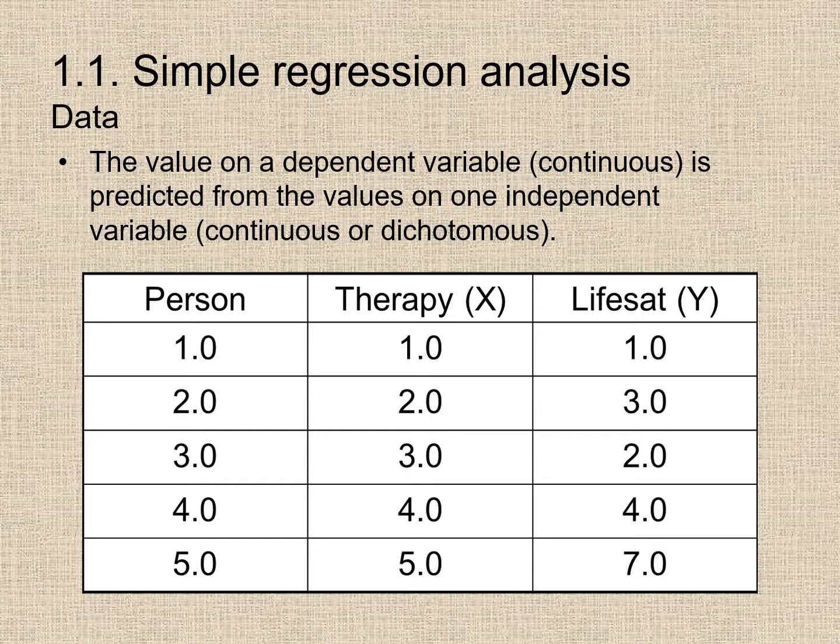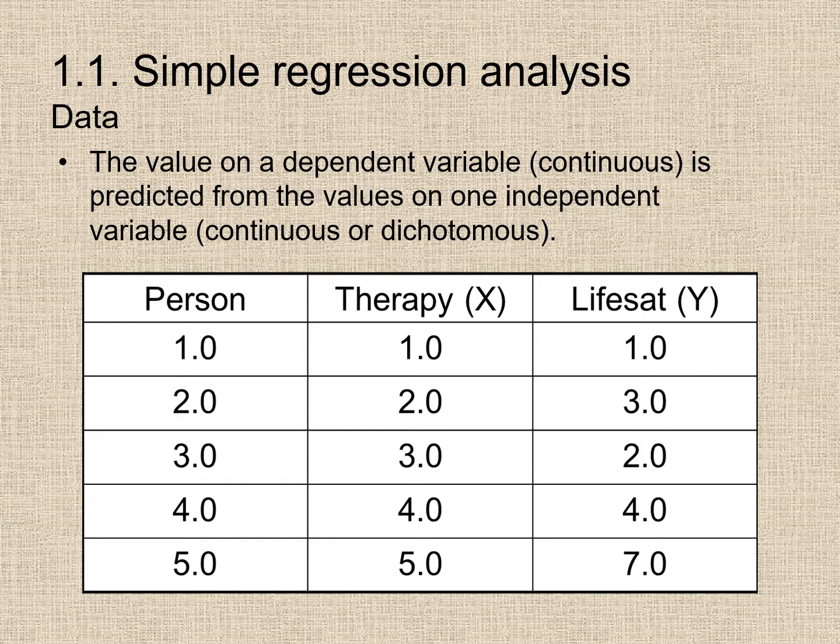If we have sex, for instance, and let's say we call men 0 and women 1, then we'll calculate what will happen with the value on the dependent variable when sex increases from 0 to 1, which is the same thing as analyzing what is the mean difference between men and women on the dependent variable. So it's the same thing as the independent samples t-test. You get the same results. So dichotomous variables could be used as independent variables in a regression analysis.